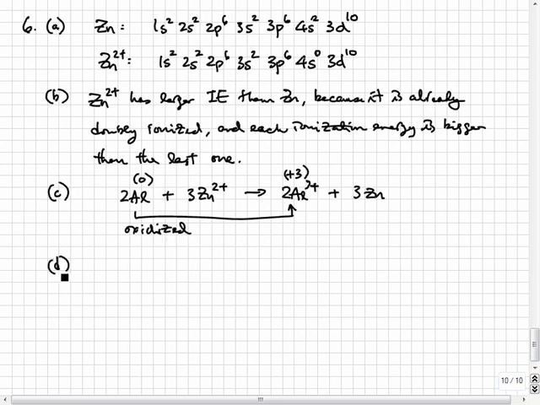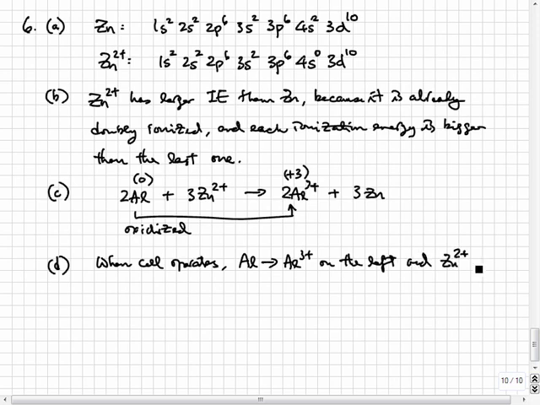D. When the cell operates, Al goes to Al³⁺ in the left half cell and Zn²⁺ goes to zinc in the right half cell. So positive charges build up on the left and they decrease on the right. Ions in the salt bridge must move to balance this out. So NO3⁻ should move to the left half cell and Na⁺ should move into the right.